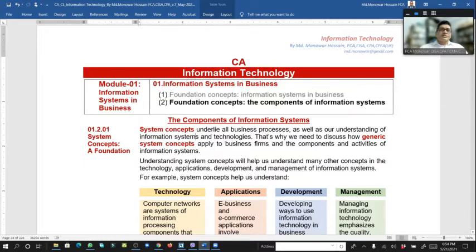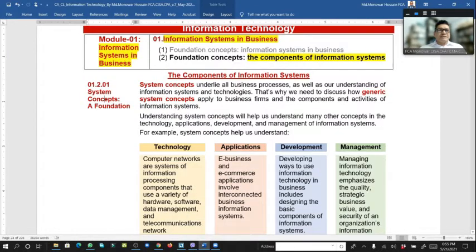So, in our chapter 1, information system in business, we have two topics here. One is information system in business, another is the components of information system. Today we will discuss the components of information system, within the information systems in business. System concept, a foundation, as it says in your syllabus. So, the components of information system.